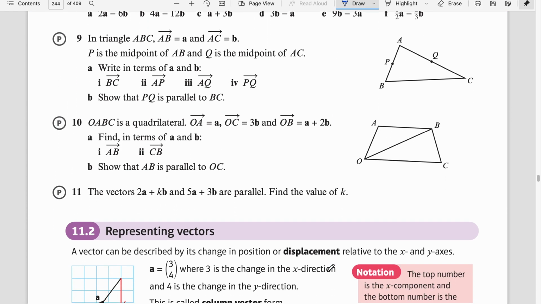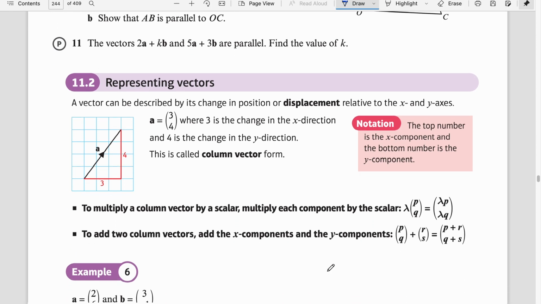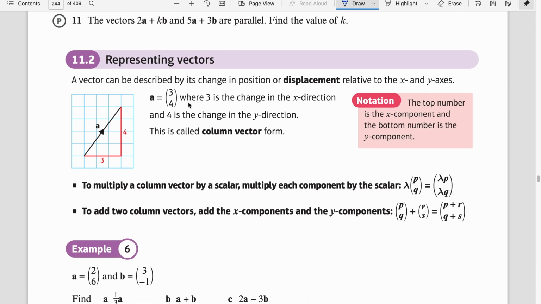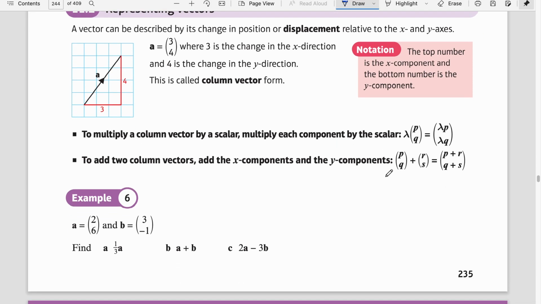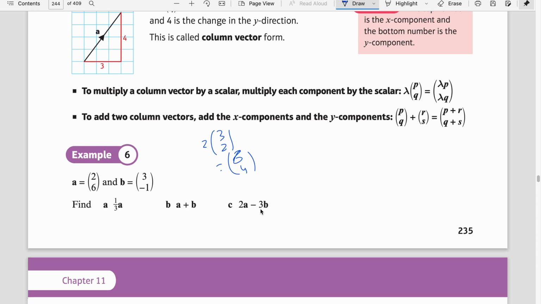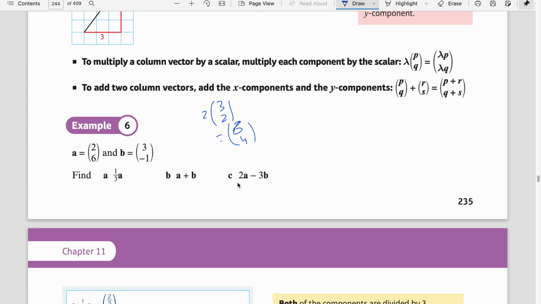Let us find something interesting. Representing vectors, column vectors, we covered it indirectly. To multiply a column vector by a scalar, multiply each component by it. What does this mean? If you have 3, 2 and you multiply it by 2, this becomes 6 and 4. So these are basically the scalar multiples, this 2 and this 3.